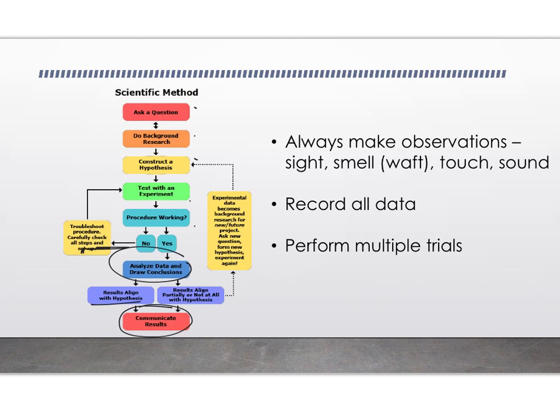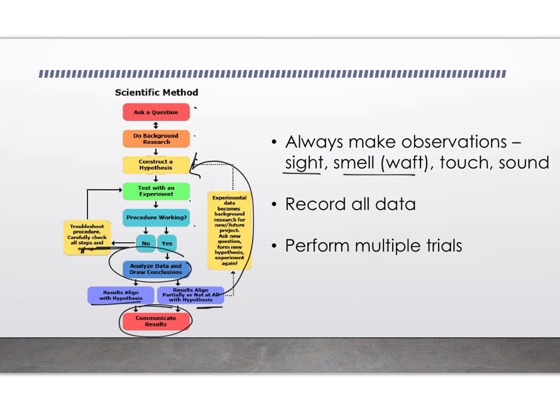However, if your results align partially or not at all, then you can go back, restructure a new hypothesis, and then move on. Again, through any experiment, you want to make as many observations as you can with your senses. Sight is going to be one of the most important ones because it's nice to tell whether something is having a color change or if there's any other sort of chemical reaction going on.